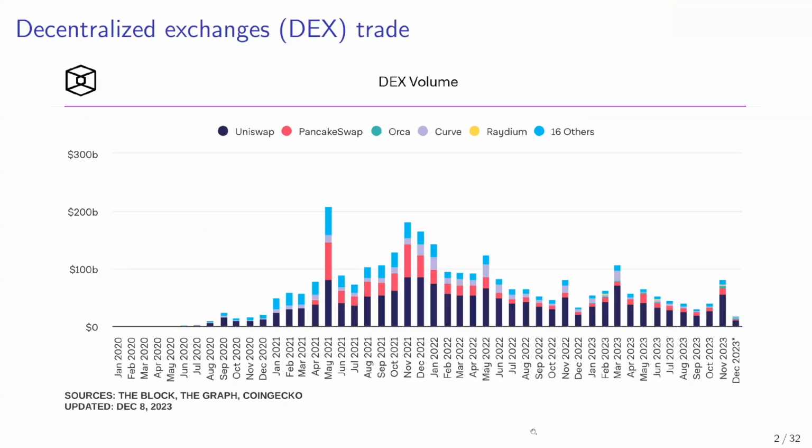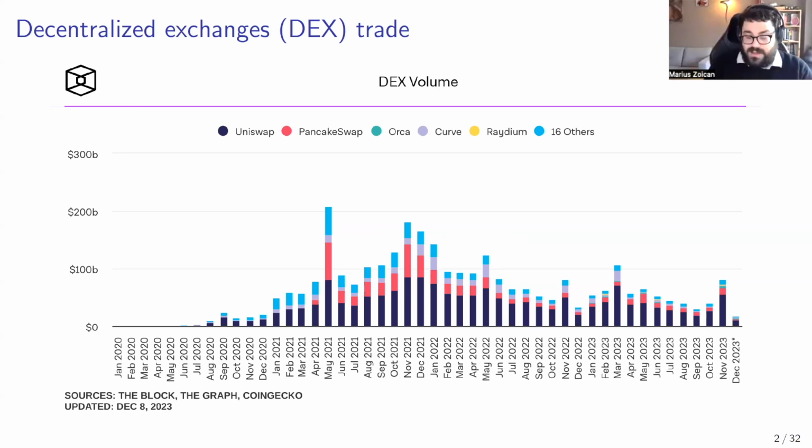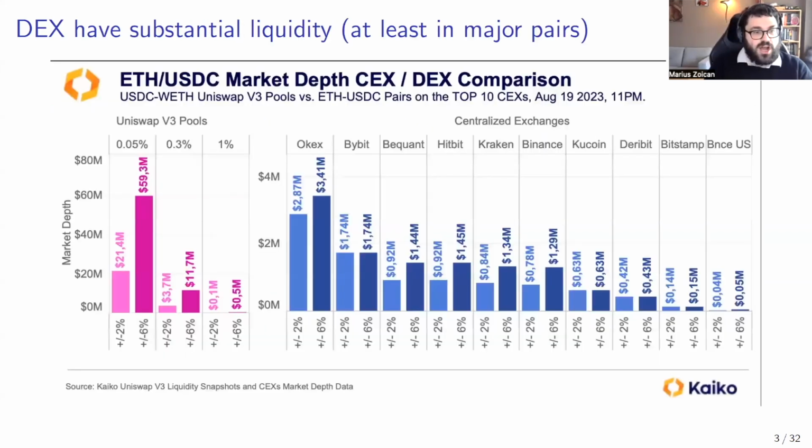So DEXs are big, and they had a peak around '21, '22. They're still quite important, with volume around 100 billion a day. Uniswap, in particular Uniswap V3, is the dominant player in this space, and that's who we're going to be focusing on. And they seem to have substantial liquidity. If we're looking at the top pairs, ETH against USDC and the reverse, on Uniswap V3 and centralized exchanges, we see that market depth at plus minus 2% around the midpoint, plus minus 6%, seems to be one order of magnitude higher on the most liquid Uniswap pool than on most centralized exchanges. So they're doing something right in this sense.